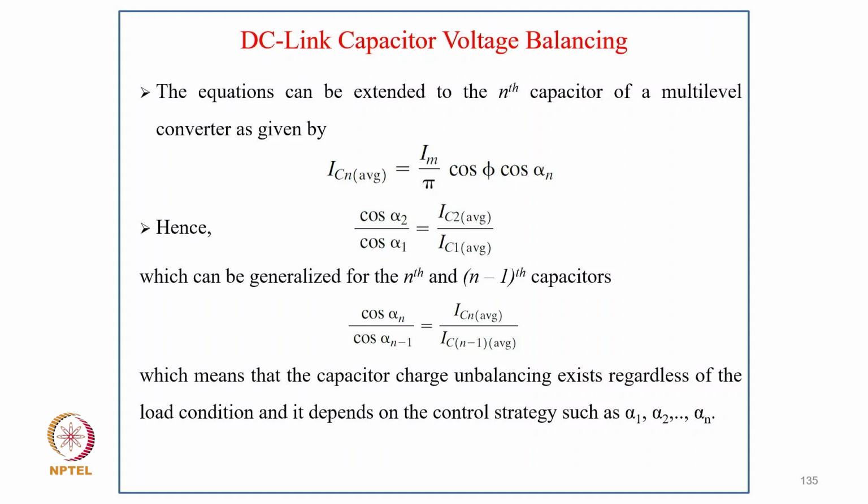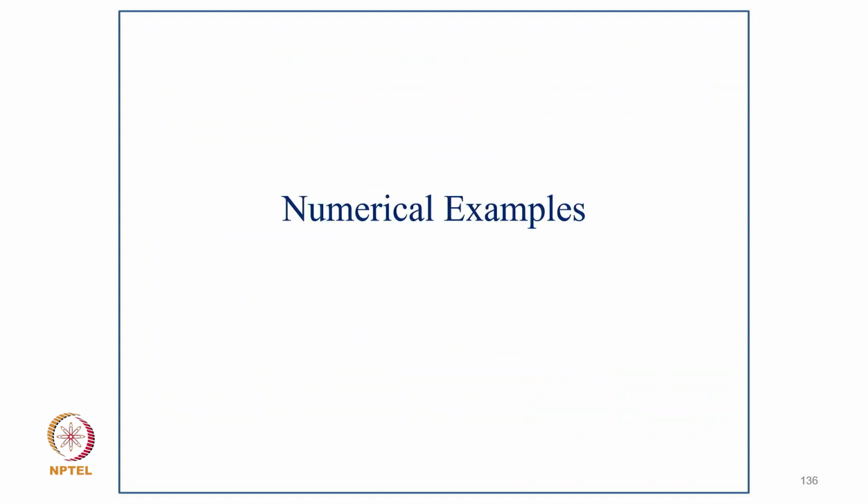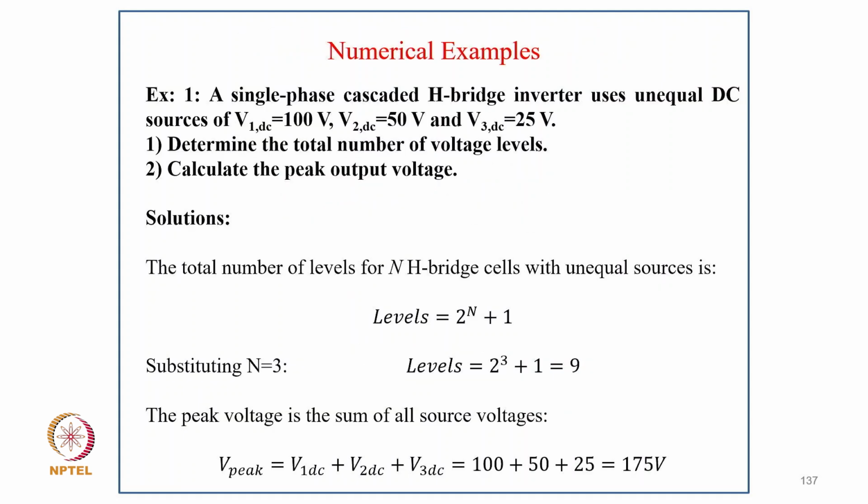So cos alpha n divided by cos alpha n minus 1 equals ICn average divided by ICn minus 1 average. Which means that the capacitor charge balancing exists regardless of the load condition, and it depends on the control variables such as alpha 1, alpha 2 up to alpha n. Now coming to numerical problems.